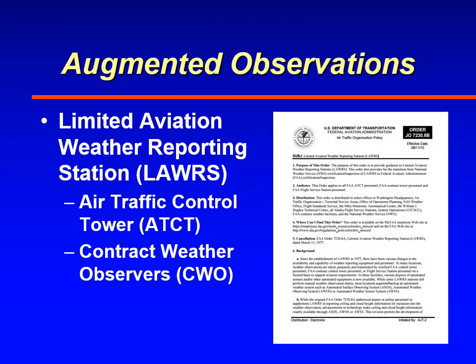The FAA has set up a method by which weather observations can be augmented. If there is a weather machine at the airport, then there is a method by which humans can augment those observations. This program is called the Limited Aviation Weather Reporting Station Program. What it states is that where there is a weather machine, the air traffic controllers in the tower can make weather observations and augment the observations being put out by the weather machine.